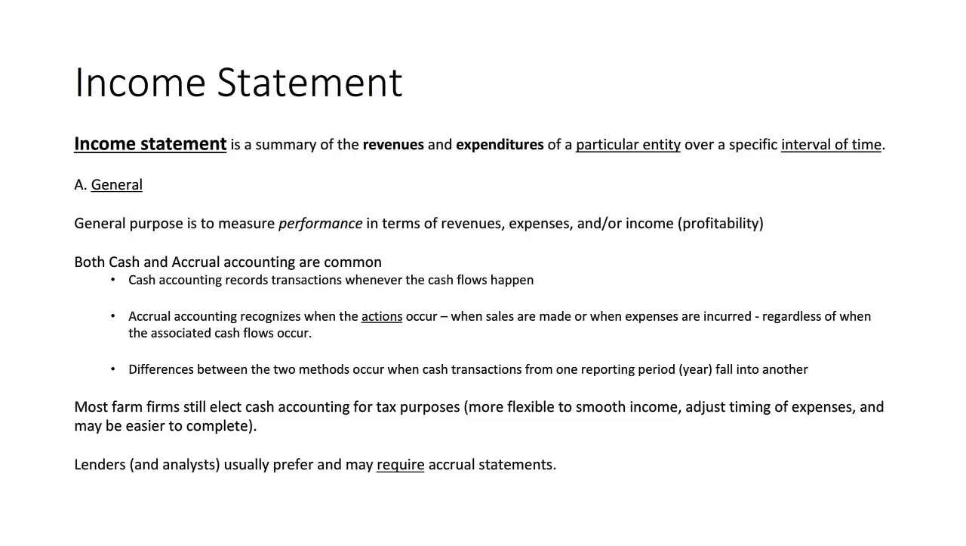Now, the reason why we talk about both cash and accrual in this class is farm firms. Farms are, again, a type of small business that we might think of. And farm firms are still able to use cash accounting for tax purposes. And most farms still elect to do that just because of some of the flexibility that it provides farm business owners in terms of adjusting the timing of expenses and basically being able to impact the tax bill that they might have in any given year.